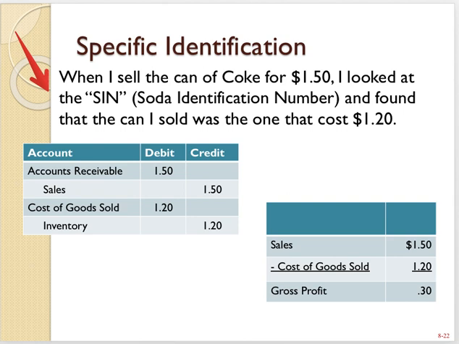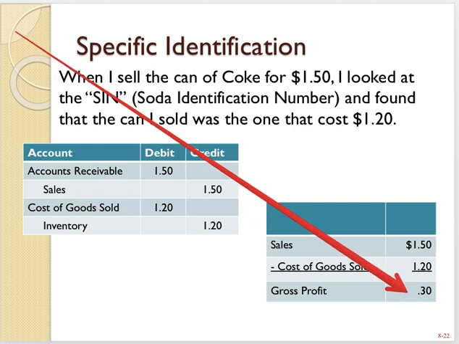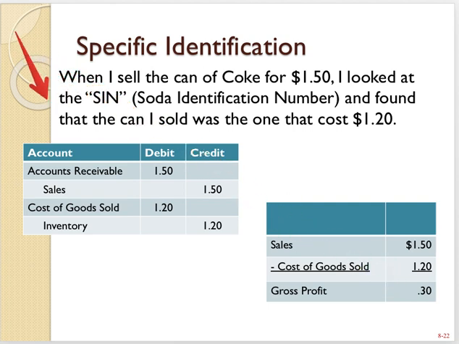But just for purposes of our demonstration, we're going to say there was a soda identification number, and we know that the one we sold was the one that cost $1.20. So now we can fill in the number here for cost of goods sold and inventory as $1.20 and $1.20. Then when we calculate our gross profit, we take our sales of $1.50, which is from here, and the cost of goods sold, which is $1.20, which we get from here. So price minus cost gives us a gross profit of 30 cents.